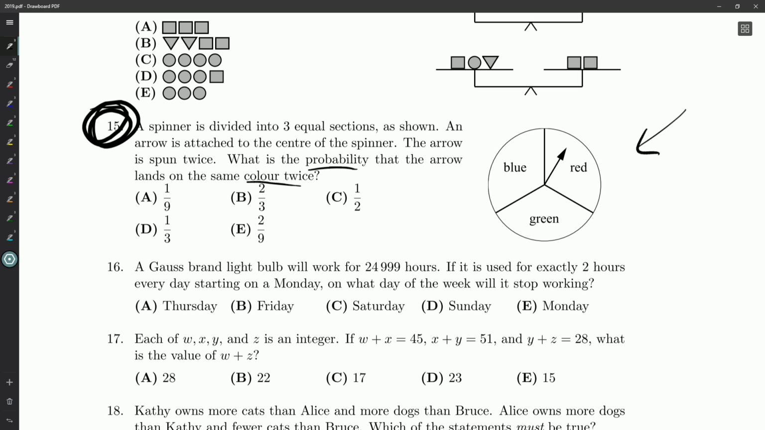What I'm going to do for this question is draw myself a little bit of a tree diagram. This isn't the only way to approach the question, but it's a nice technique that you might want to be aware of for harder questions.